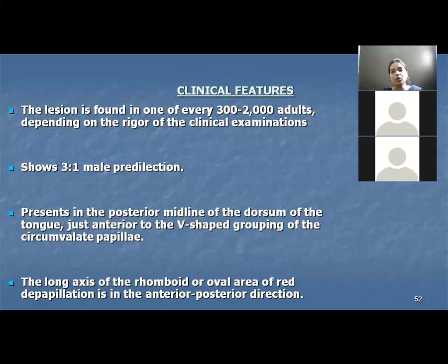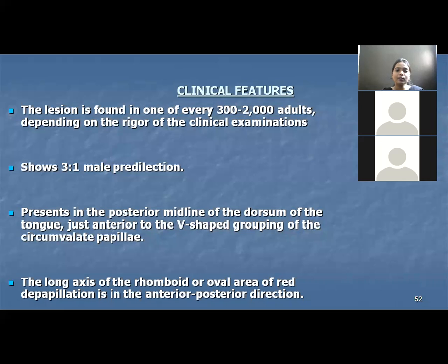What is the location of median rhomboid glossitis? It is present in the posterior midline of the dorsum of the tongue. Location of the median rhomboid glossitis is just anterior to the V-shaped grouping of the circumvallate papillae. This is important for your MCQs.